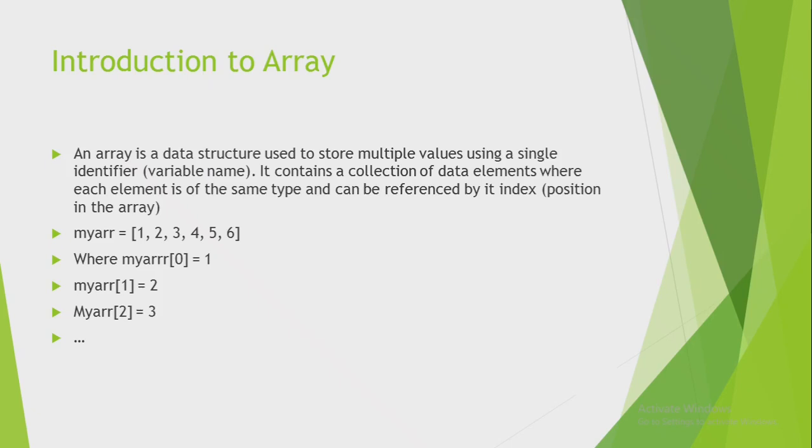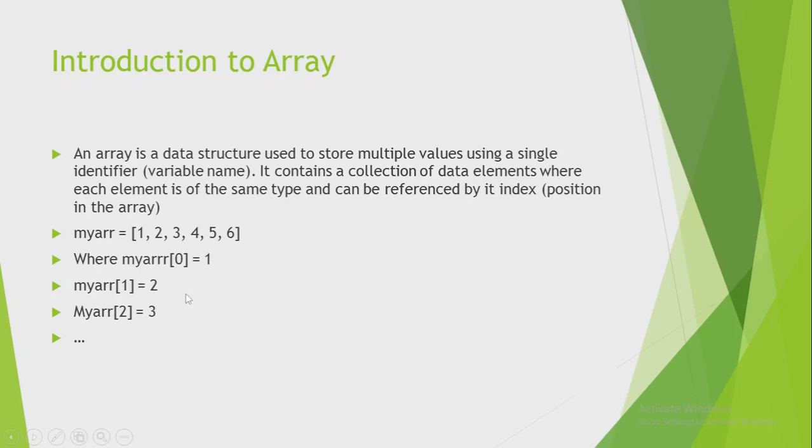Let's get started now. What's an array? An array is a data structure used to store multiple values in a single identifier, a variable name. So an array is just a data structure that is used to store multiple values. As you can see here, my array is storing multiple values and is only identified by this name, my array. So we just use this my array to store all these values.